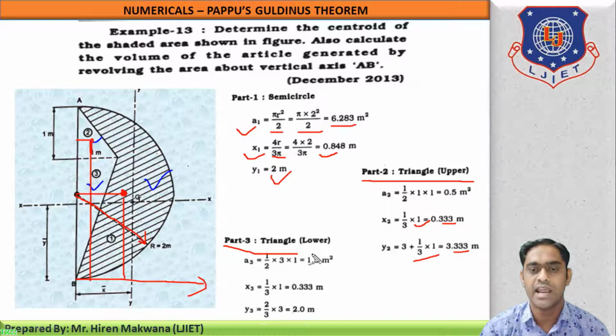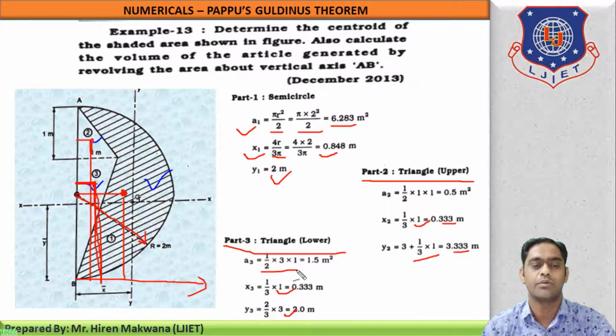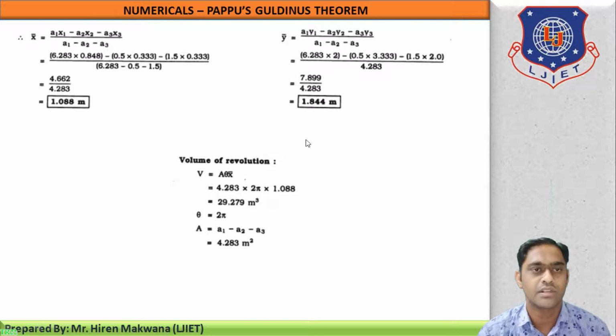Now part 3, the lower triangle. Here it is the lower triangle. The CG will be somewhere over here. It is base by 3, meaning 1 by 3 of 1, 1.333 meter. And here it is 2/3 of 3, which is 2 meter. And the area of the triangle is equal to 1/2 base into height, 1/2 into 3 into 1, which will give you 1.5 meter square. Now let us see the calculations ahead.